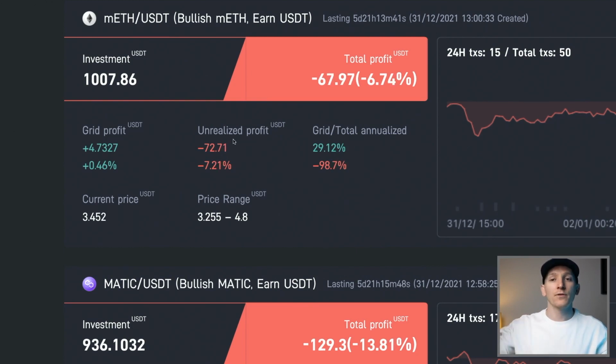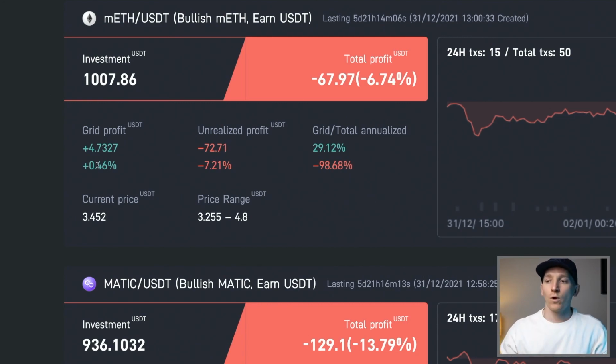Now, obviously, the price has come down. So I'm actually at a loss right now on the total position, because from when I first went net long, the price is down, right? But even though the price has come down, the grid bot has actually reduced my loss because it's printing grids and printing profits from buys and sells, taking advantage of volatility.